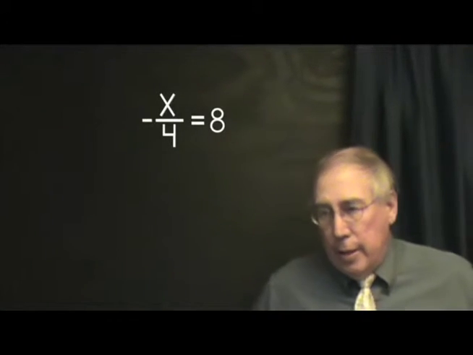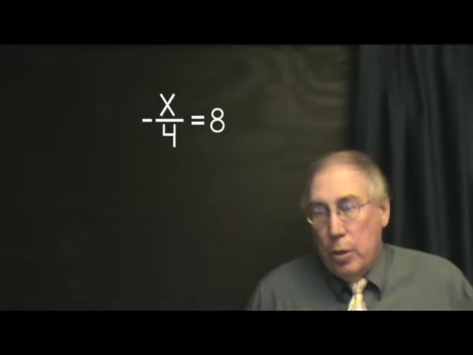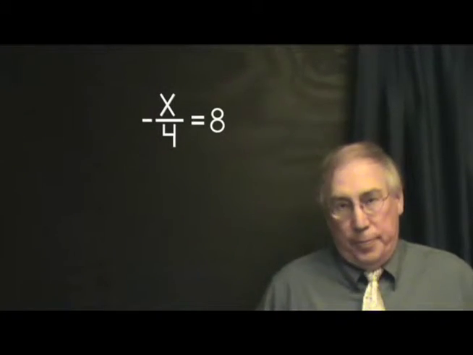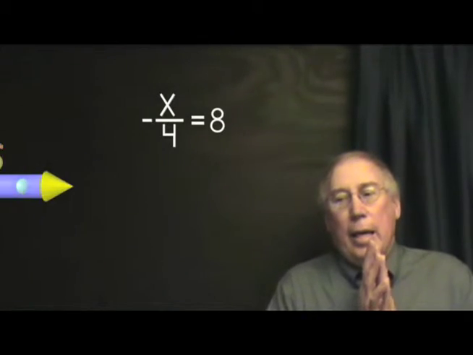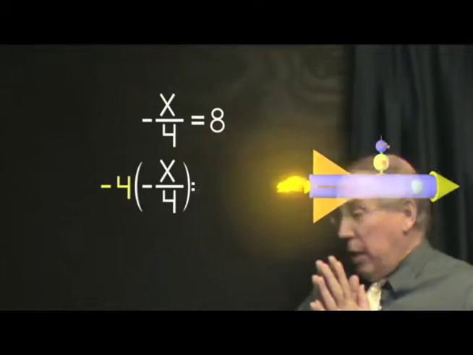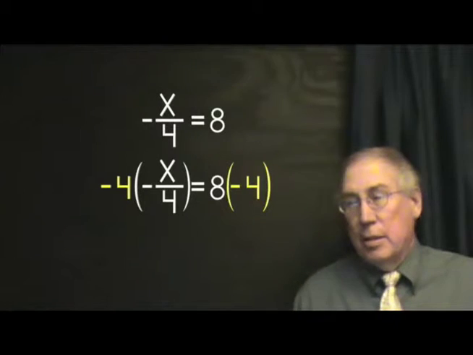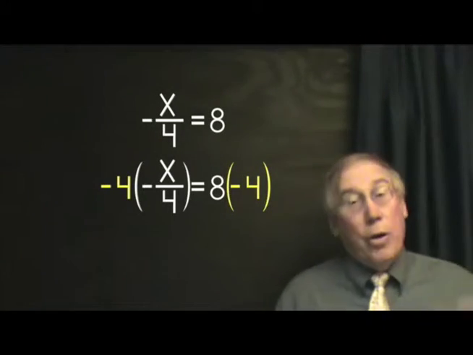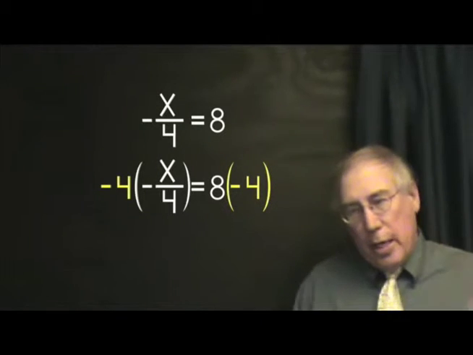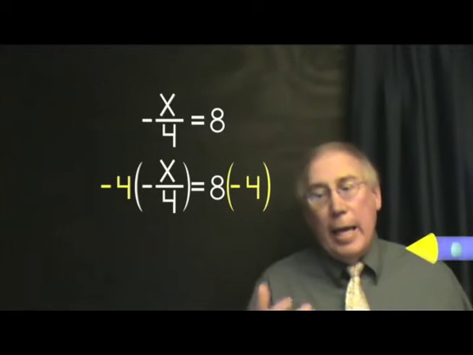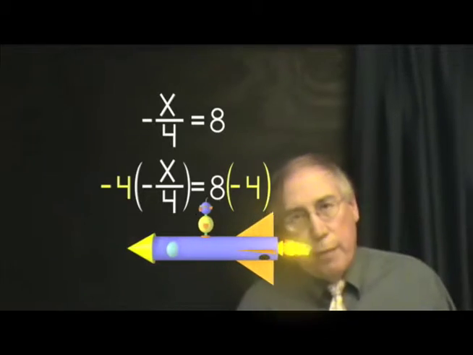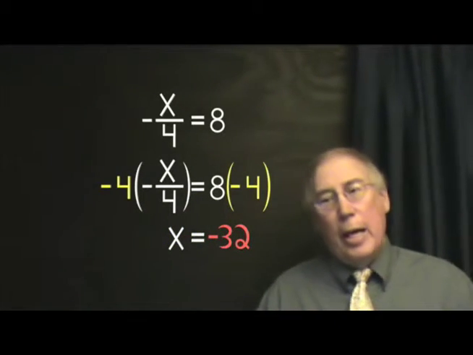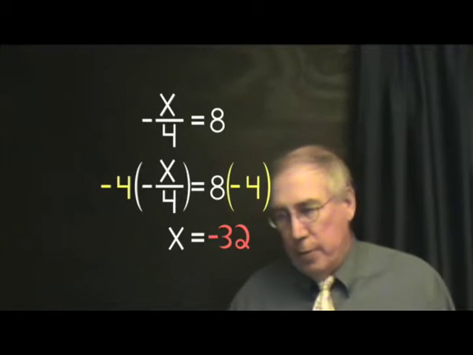On this one here we're going to multiply by a negative 4. Now if you multiply both sides by a negative 4, the left hand side becomes x. The right hand side you have 8 times negative 4. We have a positive times a negative. The signs are different, so we get x equals negative 32.